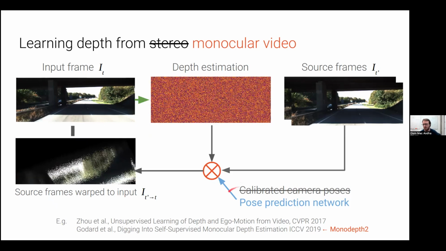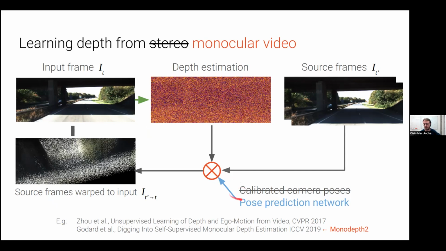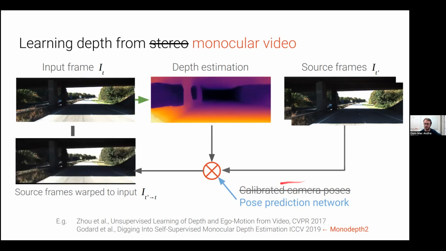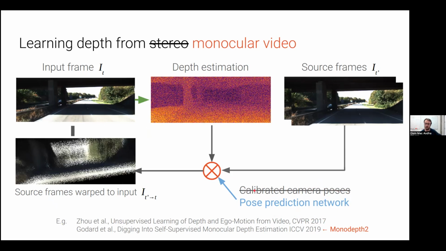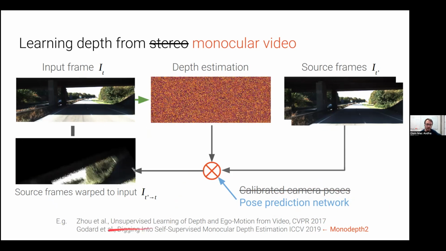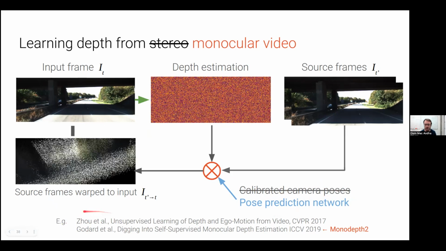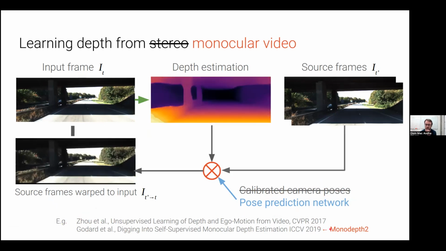And the other change that we've had to make here is to introduce a pose prediction network. So we don't have calibrated camera poses anymore. We actually have to learn the relative poses as well between these different time frames. And so this was a big innovation by Zhu et al. in SfM Learner in CVPR 2017.